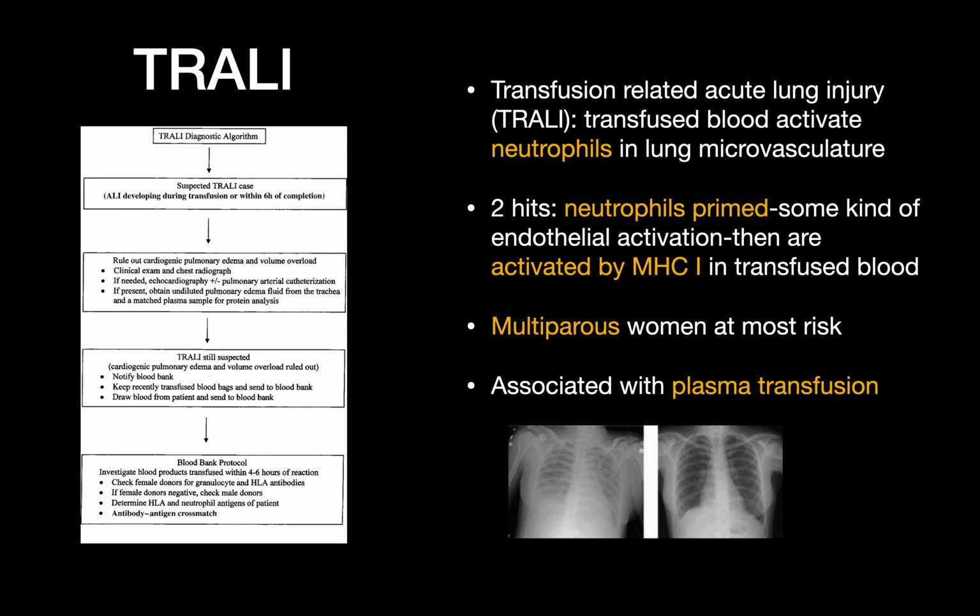TRALI is transfusion-related acute lung injury, and that's when the transfused blood activates the neutrophils. The neutrophils are going to be primed and then activated by the MHC I in the transfused blood, and they're going to attack the lungs. If TRALI is suspected, we have to keep the transfused blood banked and get new blood.